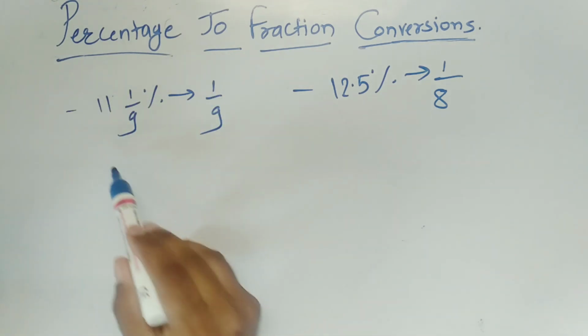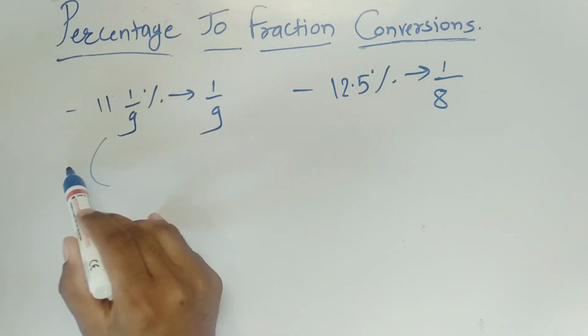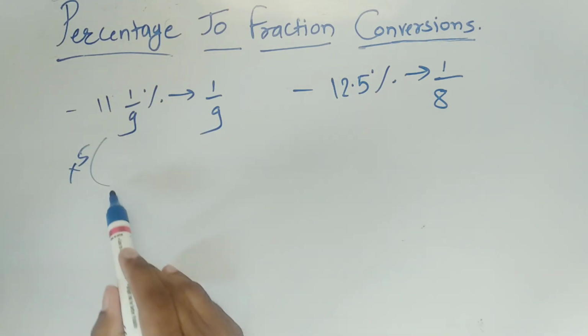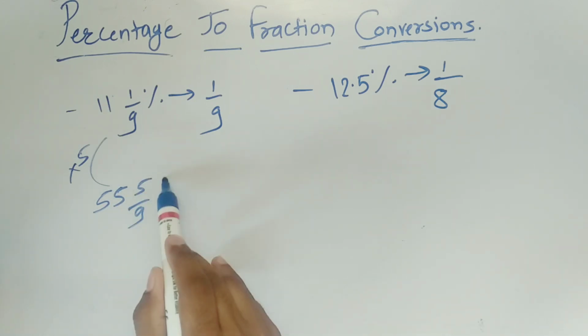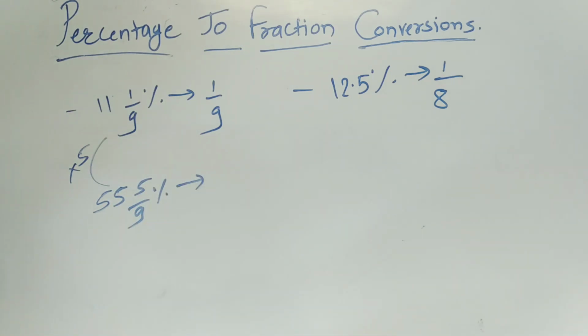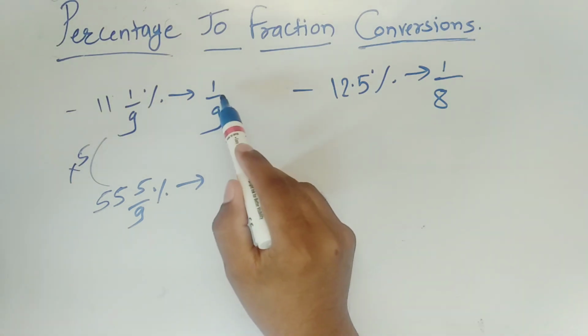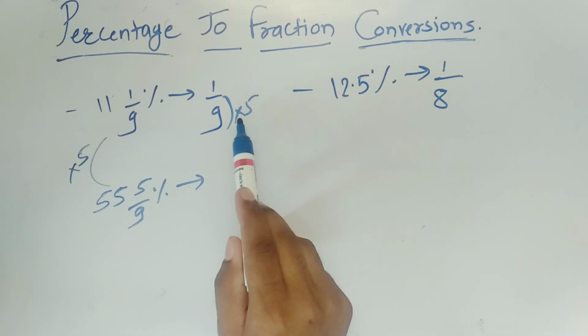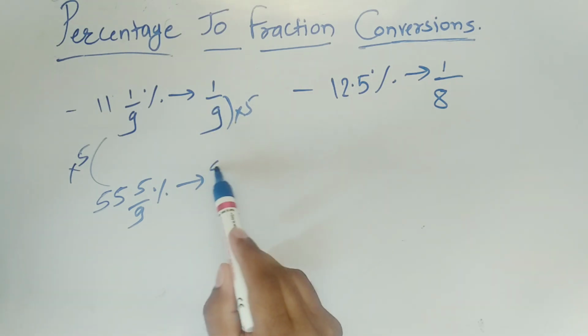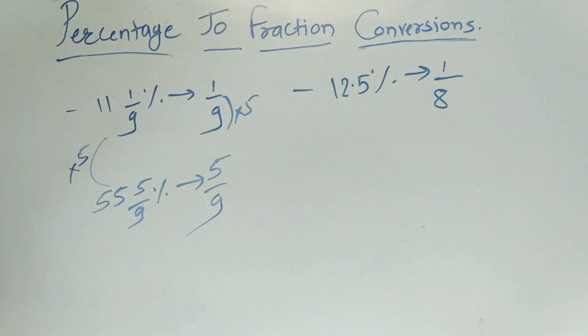So when this percentage is multiplied by 5, we get the percentage value of 55 5 by 9%. As we have studied earlier, the ratio should also be multiplied by 5. So when this ratio is multiplied by 5, we get the fraction value of 5 by 9.